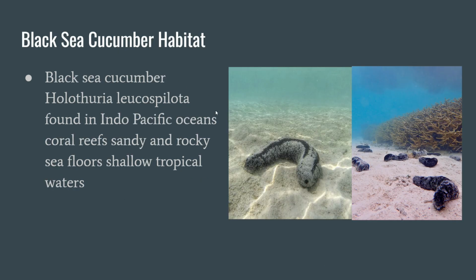So, the black sea cucumber is definitely a triploblast, and let's talk about its habitat. The black sea cucumber lives in Indo-Pacific oceans. It is found on sandy and rocky seafloors, as you can see here, and in coral reef environments, usually in shallow tropical waters.